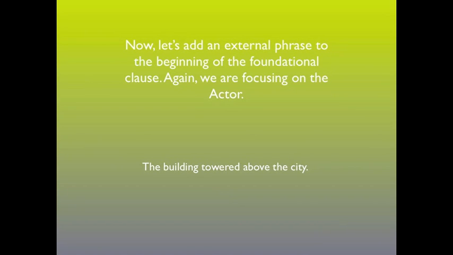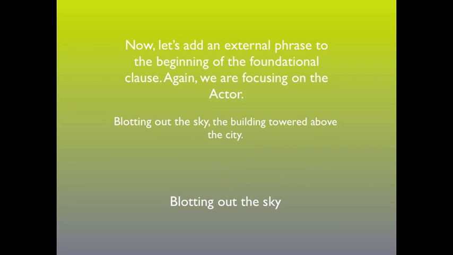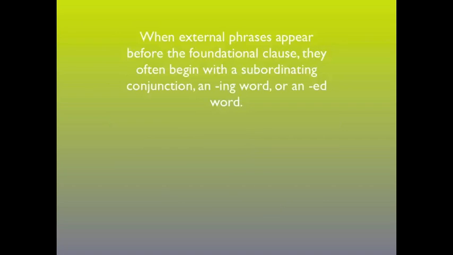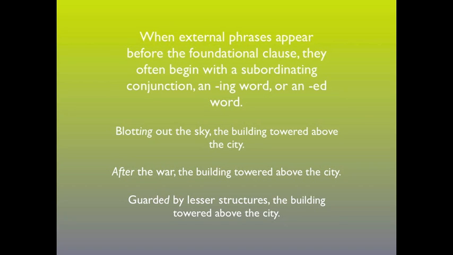Now let's add an external phrase to the beginning of our foundational clause. Again, we're still focused on the actor because that's the part of the independent clause that's closest to our external information. So let's try the phrase blotting out the sky. And you put that in front of the building and you get, blotting out the sky, comma, the building towered above the city. It might help to remember that a lot of times when external phrases appear before the foundational clause, they often begin with a subordinating conjunction, an ing word, or an ed word.